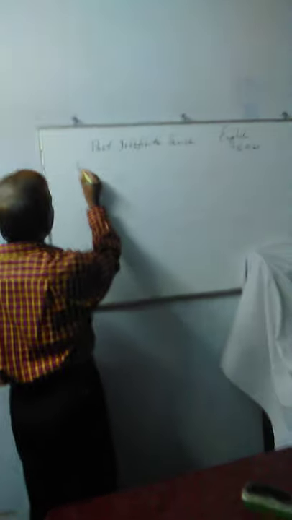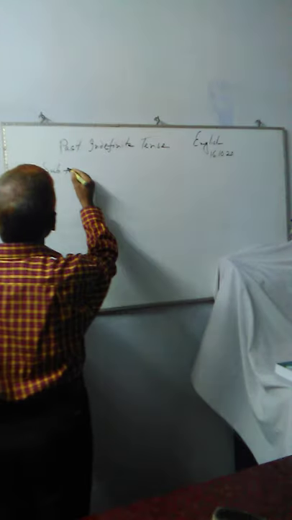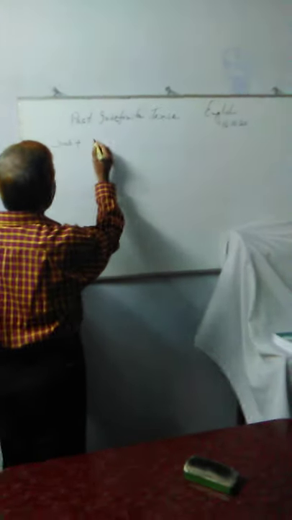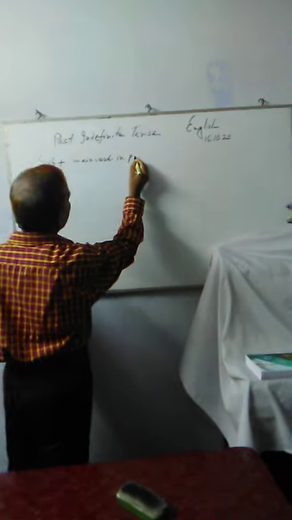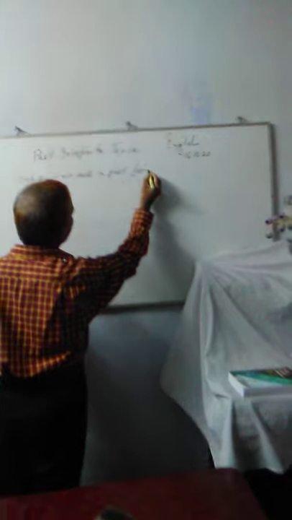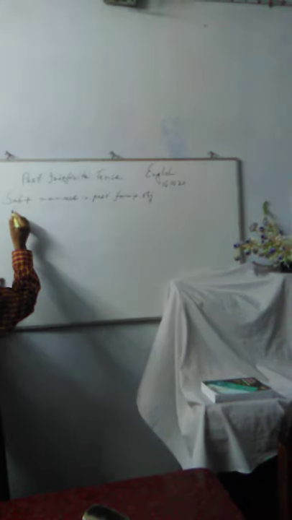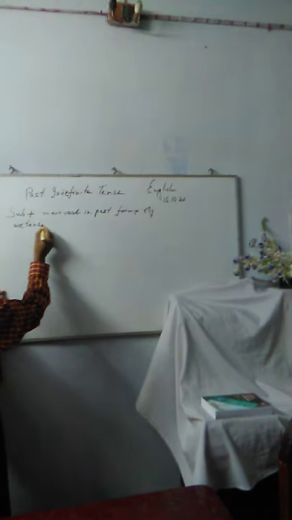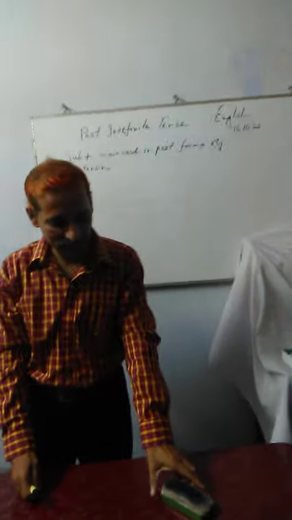Subject plus main verb in past form plus object plus extension. Write down the structure: subject plus main verb in past form plus object plus extension. This is the past indefinite tense structure.